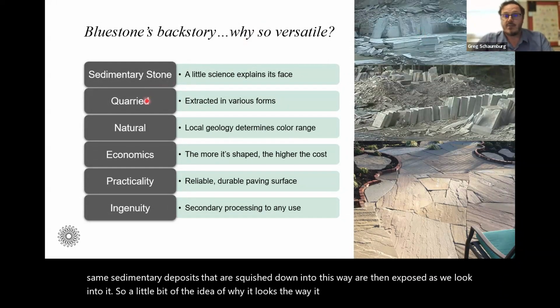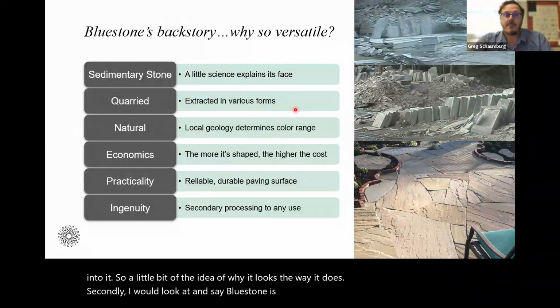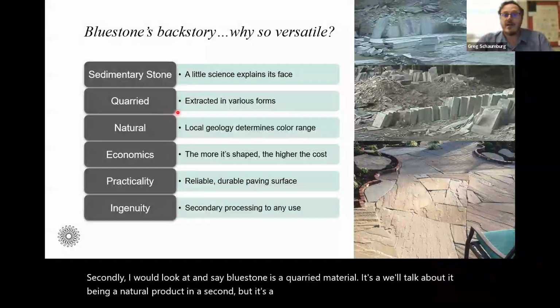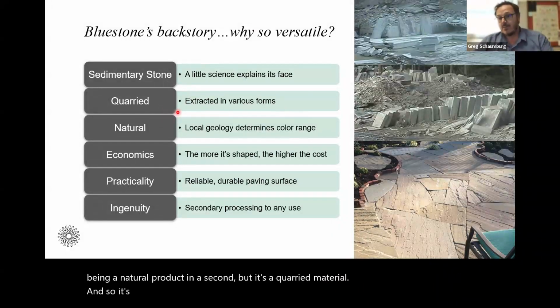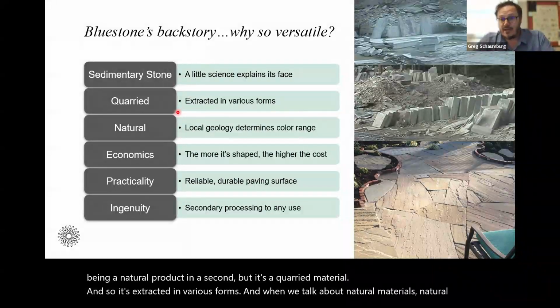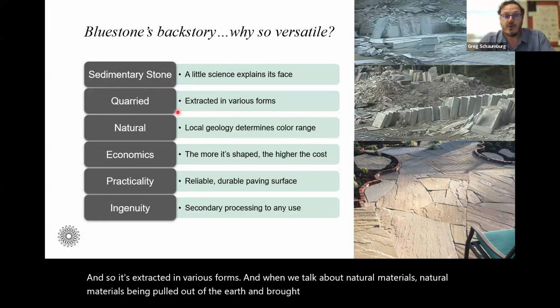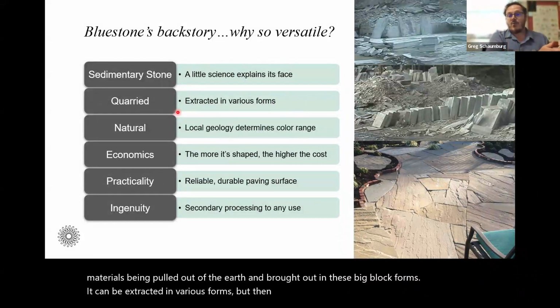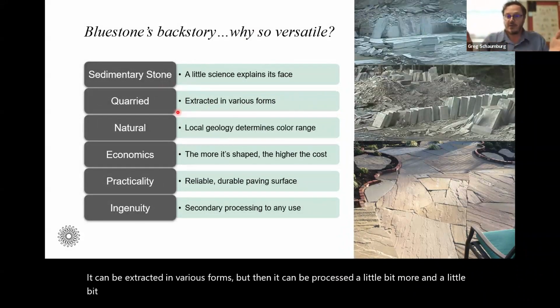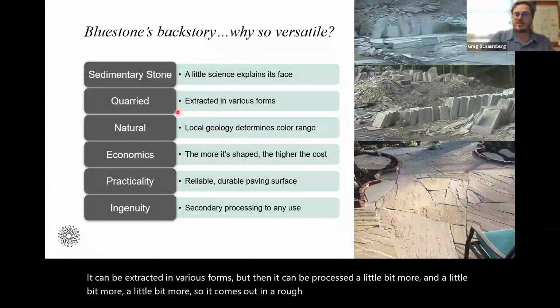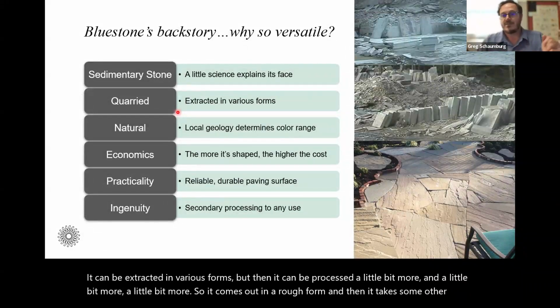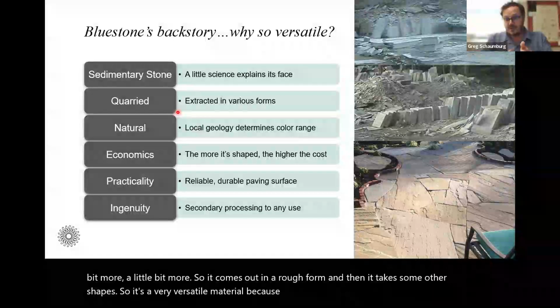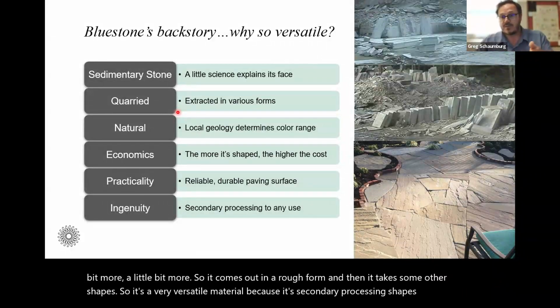Secondly, I would look at it and say bluestone is a quarried material. We'll talk about it being a natural product in a second, but it's a quarried material, and so it's extracted in various forms. When we talk about natural materials, they're pulled out of the earth and brought out in these big block forms. It can be extracted in various forms, but then it can be processed a little bit more and a little bit more. So it comes out in a rough form and then it takes some other shapes. It's a very versatile material because its secondary processing shapes it into other forms that it wouldn't find right out of the ground.